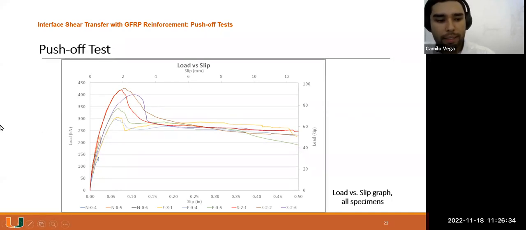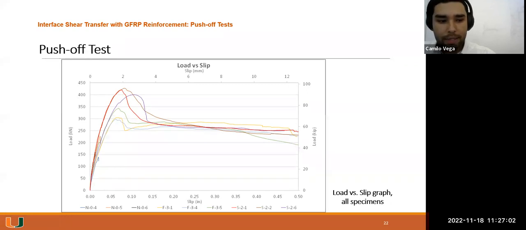Another point to highlight is that once the GFRP reinforced specimen reached the concrete first crack at a load similar to the unreinforced specimens, the slope of the graph continues to increase until it reaches a peak. That means that the GFRP reinforcement is thus providing clamping restraint prior to shear failure.